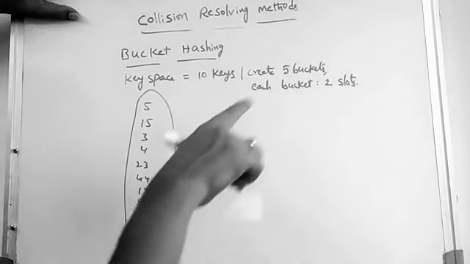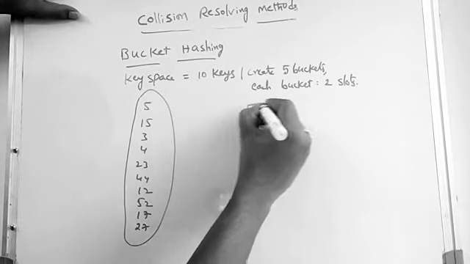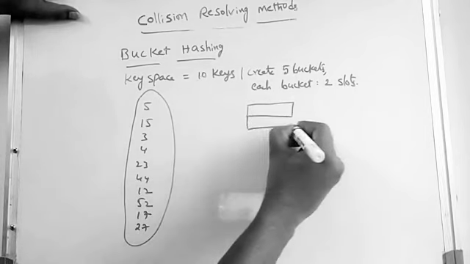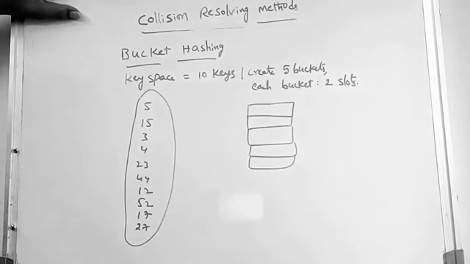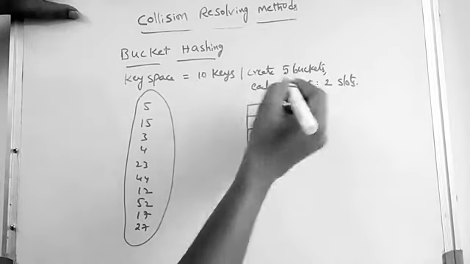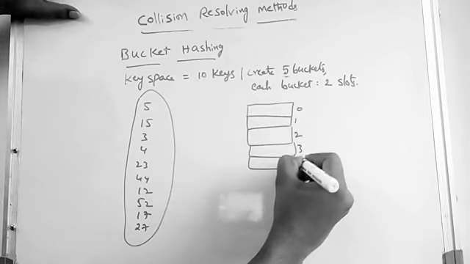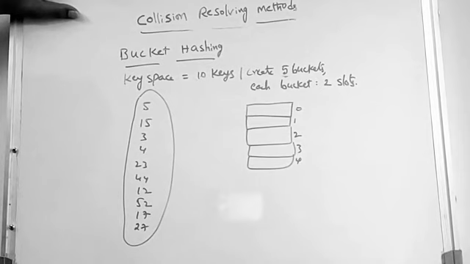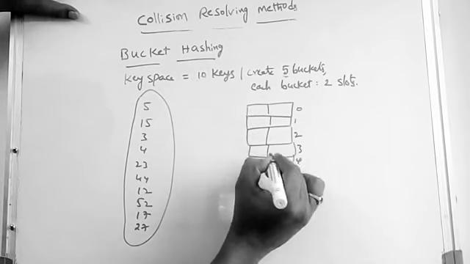So the question I considered has 5 buckets: the first bucket, second bucket, third bucket, fourth bucket, and fifth. If the problem gives the number of buckets, you can take that number of buckets. For example, I assume 5 buckets. The index, as usual, starts from 0 up to that number minus 1: 0, 1, 2, 3, 4. Each bucket can store only 2 slots.